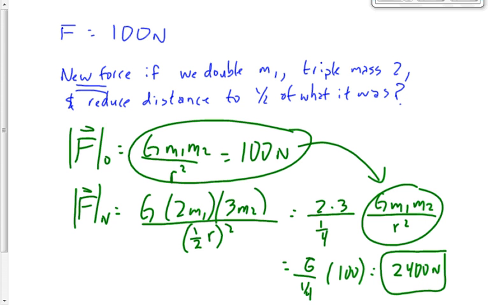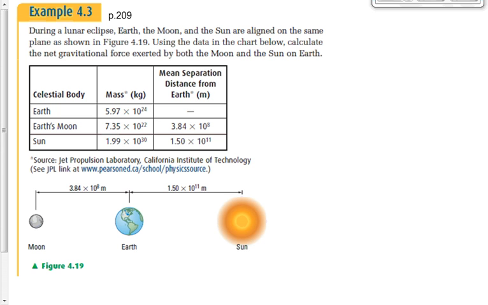Okay. We're still going to do a force of gravity problem. We haven't moved beyond that yet, but this one's going to be a little bit different still. This one says, during a lunar eclipse, the Earth, the Moon, and the Sun are aligned in the same plane as shown in 4.19. We want to find the force exerted by both the Moon and the Sun on the Earth. So the Earth's in the middle. The Moon pulls the Earth to the left. The Sun pulls the Earth to the right. What's the net force going to be? The total force going to be?